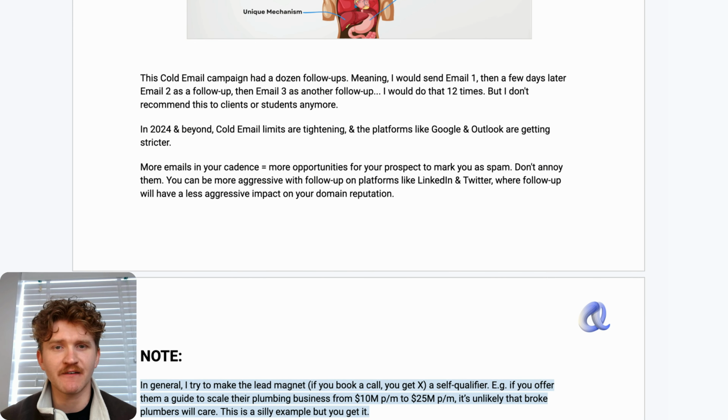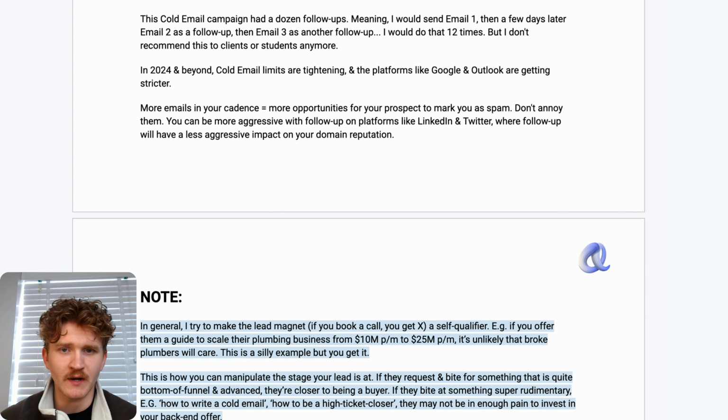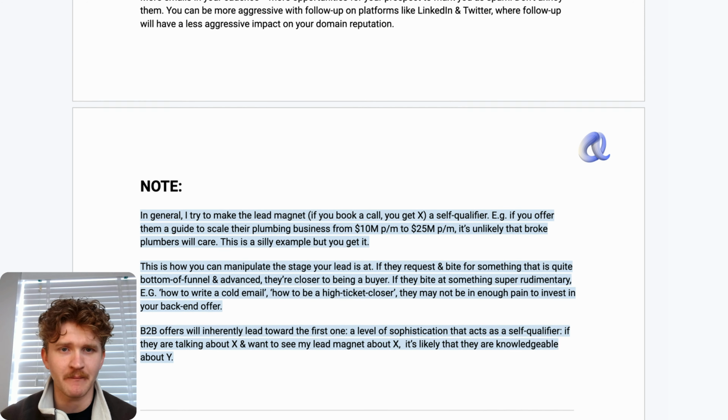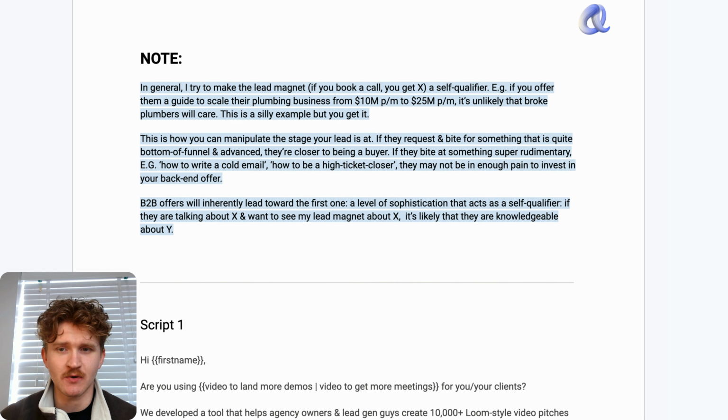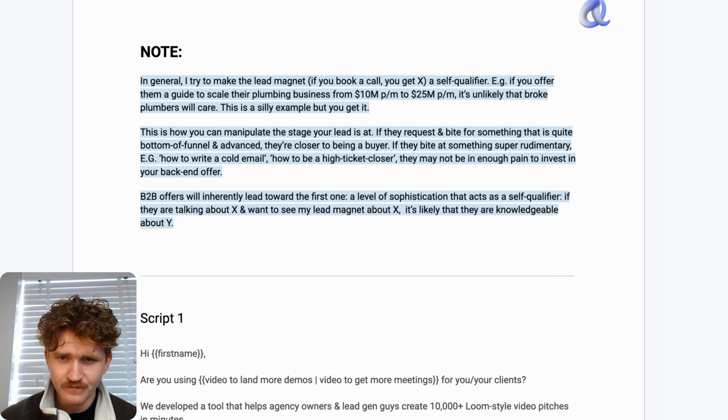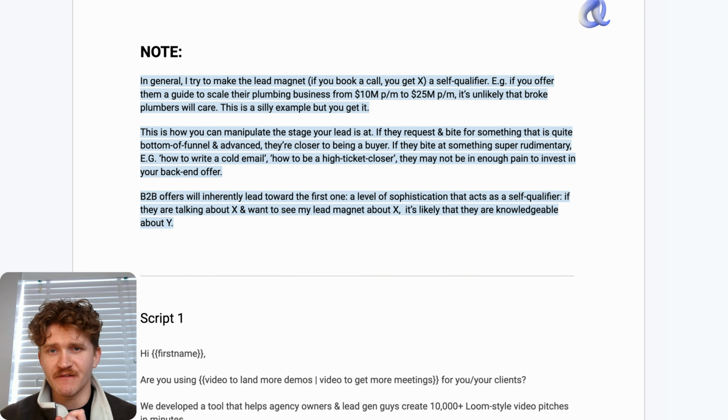And I don't recommend that for students or for people who are running cold email anymore, because cold email limits are tightening in 2024. And the more emails in your cadence, the more likely you are to be marked as spam. You can follow up with people 1,000 times on something like LinkedIn or Twitter, but just don't do it on cold email. So quick note before we dive straight into the script.